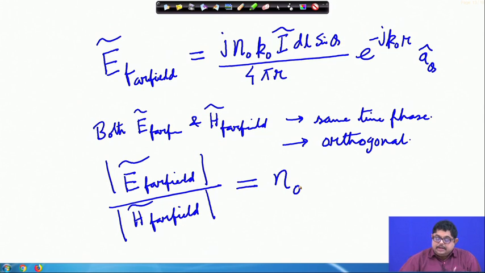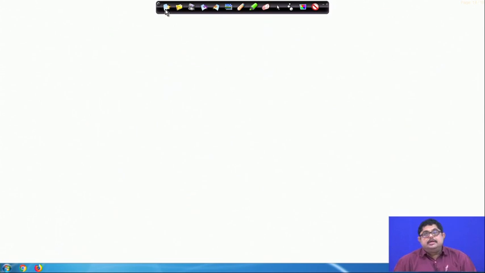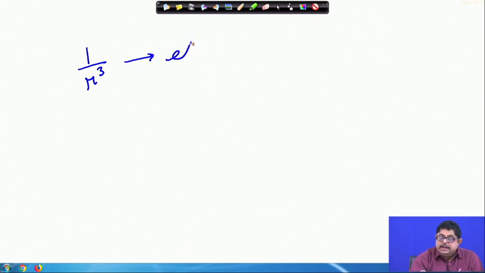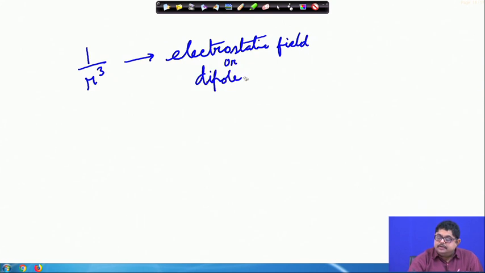Now, as I said already, the 1 by r square term is present in both E r and E theta components. So, induction fields are present. E r and E theta also contain a 1 by r cube term, which obviously will dominate at very close distances, much closer than the domination of induction field. They are called 1 by r cube terms, they are called electrostatic field, or dipole field.